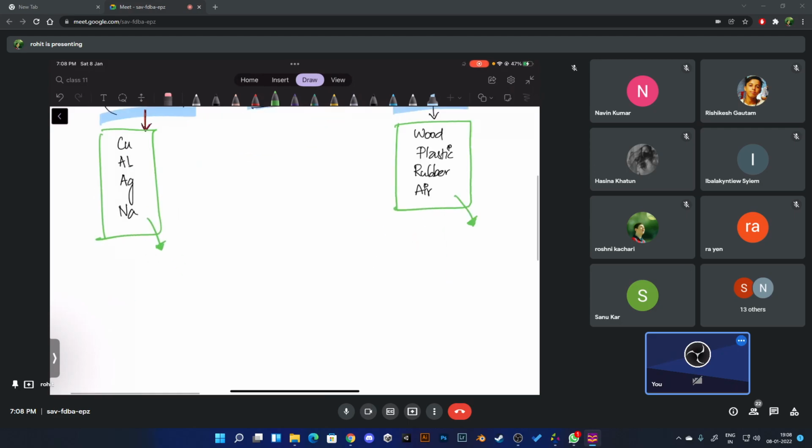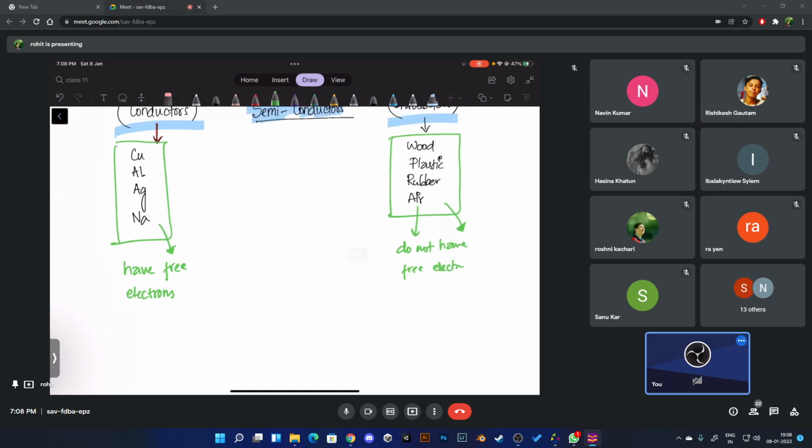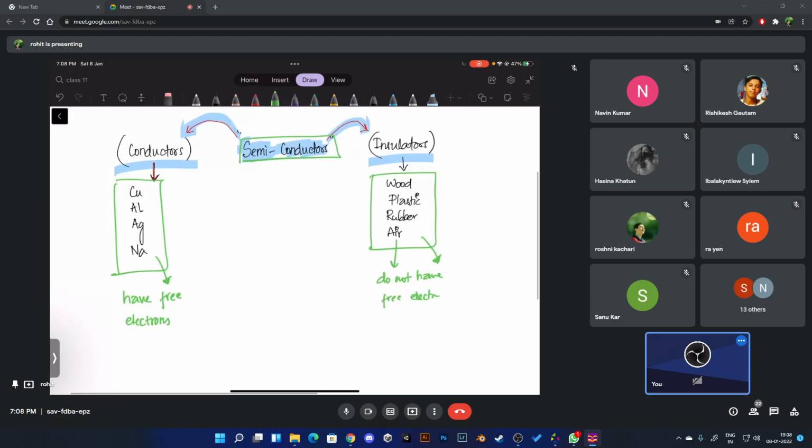Conductors, they have what? Free electrons. Very good. They have free electrons, and these insulators, they do not have free electrons. Okay. What about semiconductors then? What do you think? Do they have free electrons or they don't have free electrons? What do you think? Semiconductors.